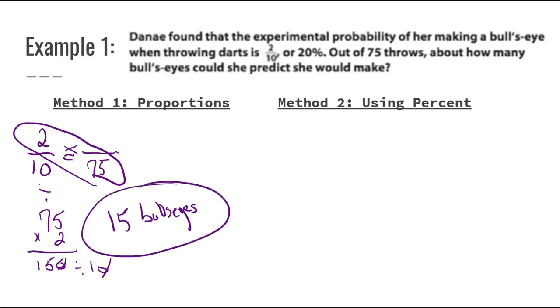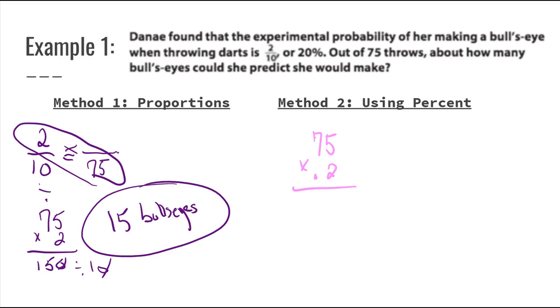The second way we can solve them is using a percent equation. They tell us in the problem that she hits 20%, because 2 out of 10 is 20%, they're equal. We can use that 20% to now figure out how many she would make out of 75 by using a percent equation. And we want 20% of 75. That "of" tells me I'm going to multiply. So we do 75, and we multiply by 0.2 because that is what 20% is as a decimal.